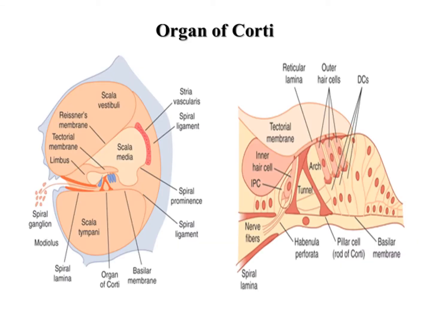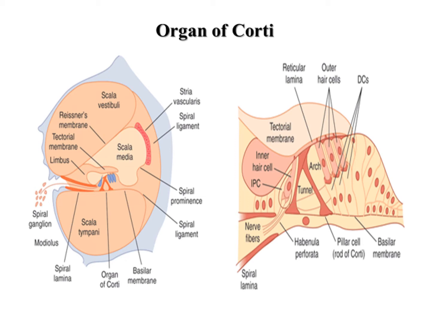This is a schematic diagram of the organ of Corti on the left hand side. You can see it shows the three scalae: scala vestibuli, scala media and scala tympani. You can see the basilar membrane has been pointed out, and on top of it is the organ of Corti. The pillar cells forming the tunnel have been shown in red, while the hair cells have been shown in blue. Here you can see the three rows of outer hair cells and a single row of inner hair cells. The tectorial membrane is shown.